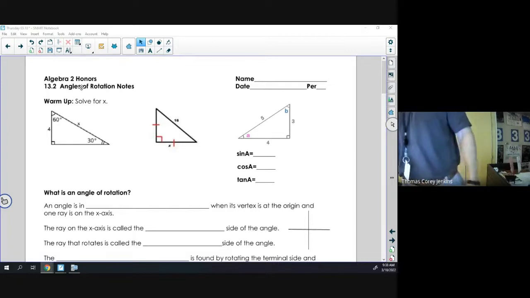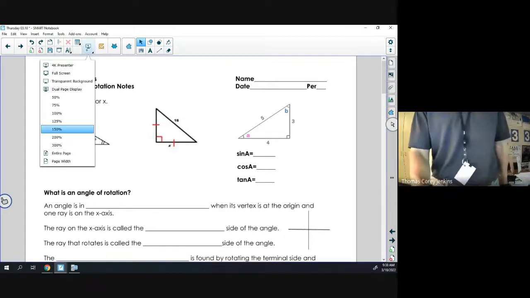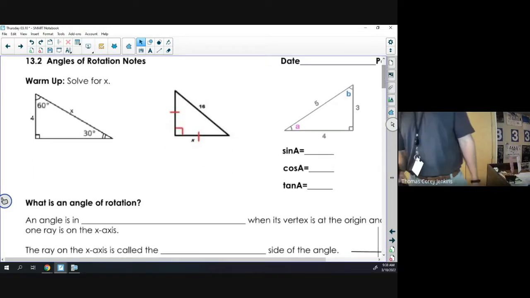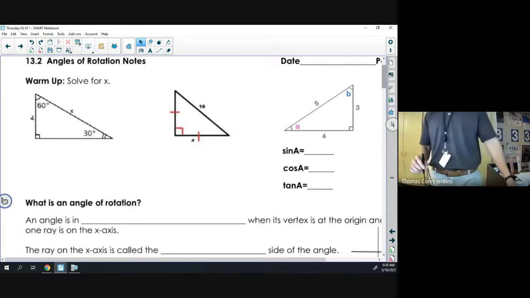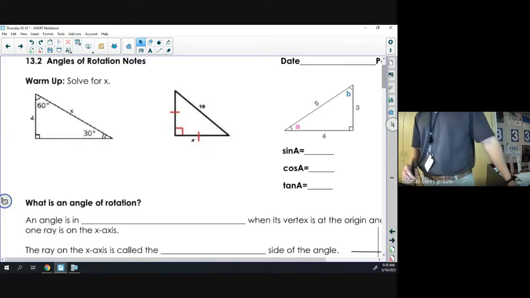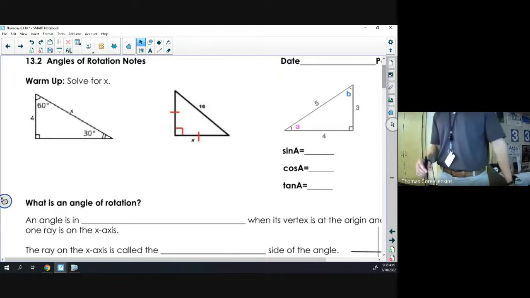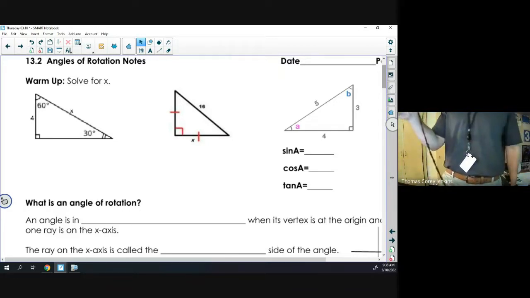So just to review what we have done so far, why don't we look over this warm up? The first two are solve for x, and then you are going to find sine, cosine, and tangent on that third triangle. Okay. So I'll do the first one, and then give you guys a minute on the next one.